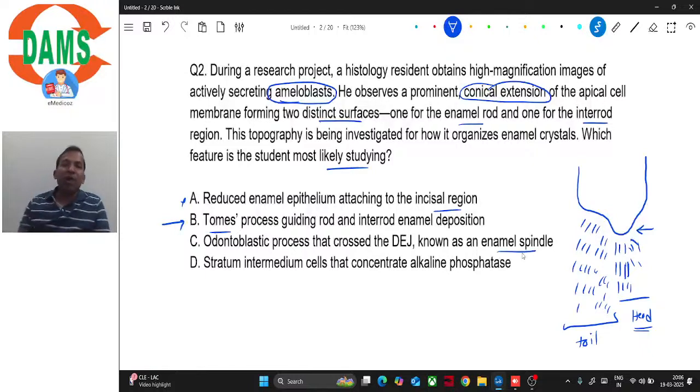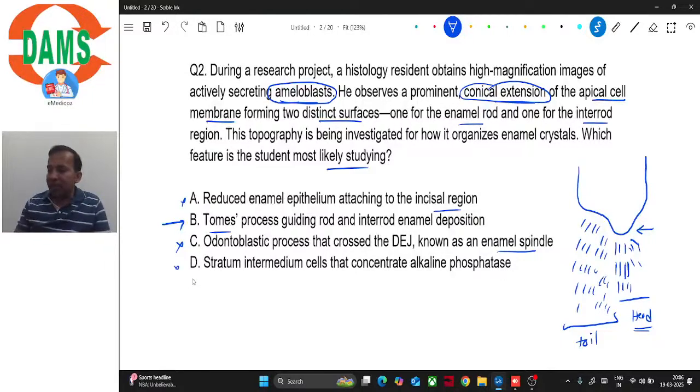Now option C, odontoblastic process that crosses the DEJ, known as an enamel spindle. We are not talking about an enamel spindle, we are talking about an extension of the ameloblast. See what it is talking about: actively secreting ameloblasts, a prominent conical extension of the apical cell membrane. So the cell membrane is extending, isn't it? So we can easily rule out option C, isn't it? The odontoblastic process is a part of the odontoblast, not of the ameloblast.